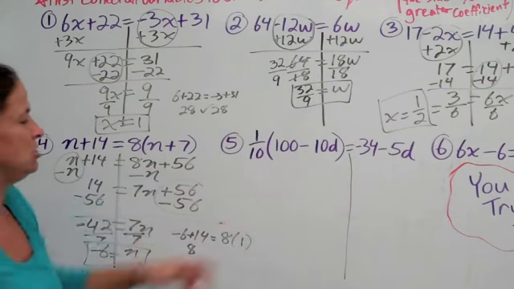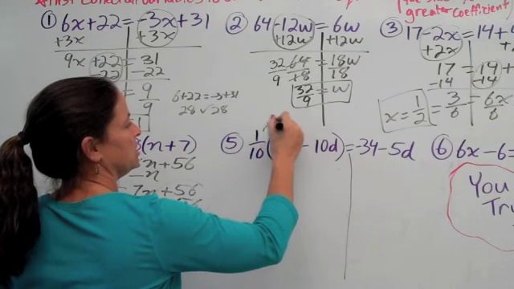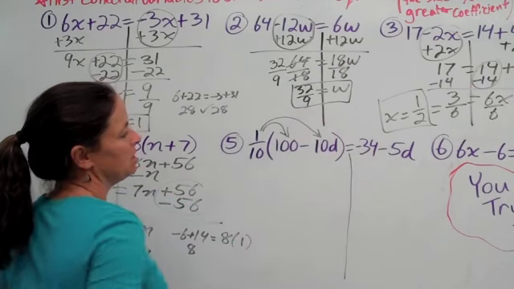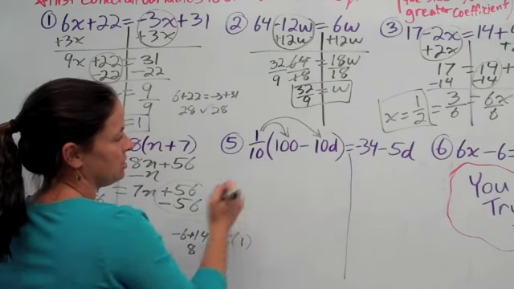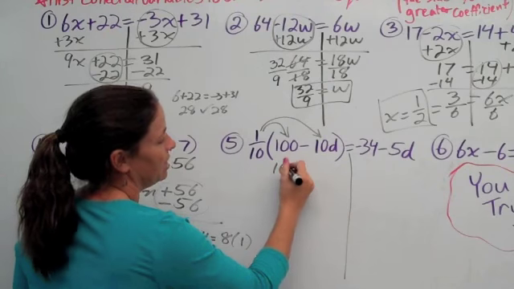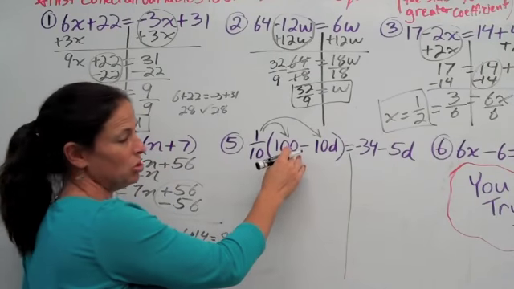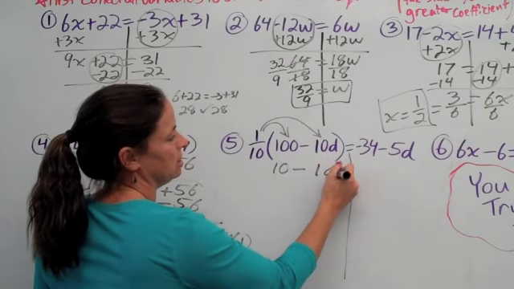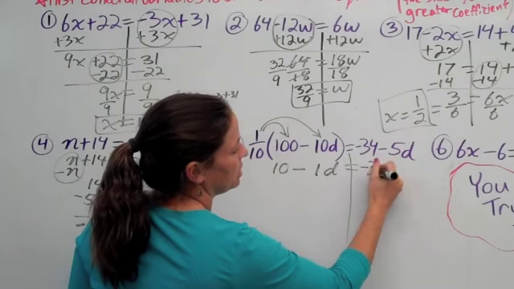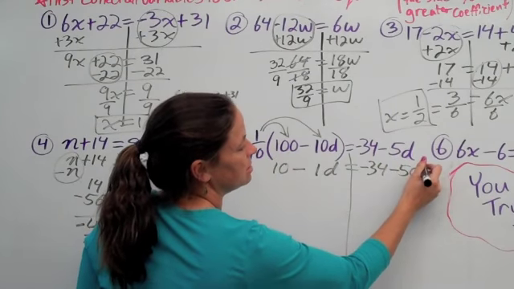Number 5, build my fence. All right, I need to distribute 1/10. What's 1/10 times 100, and what's 1/10 times 10 over 10d? 1/10 of 100 is 10. If you don't believe me, you can multiply it next to each and see, and 1/10 of 10 is 1d. And I keep a negative 34 minus 5d.